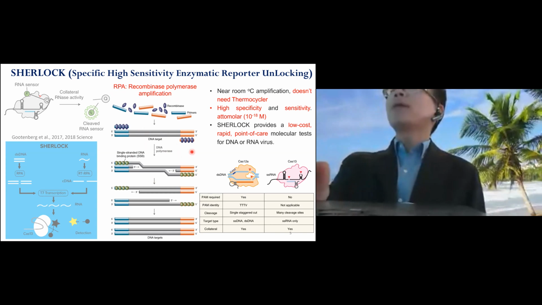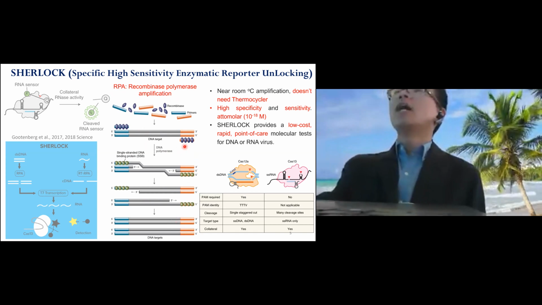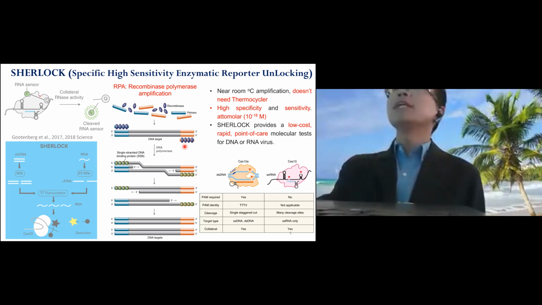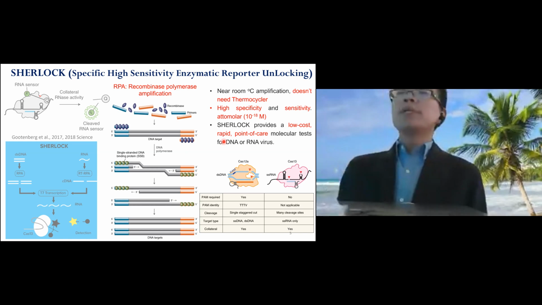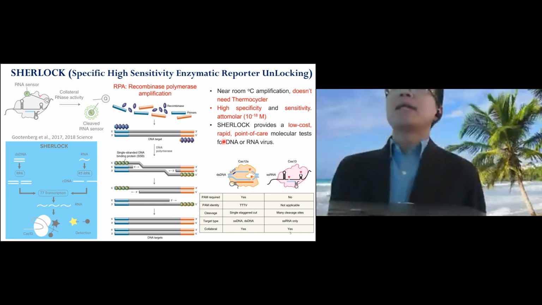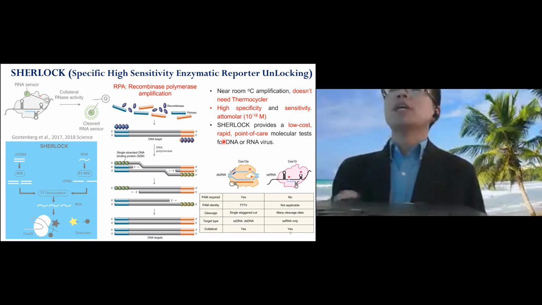Once the recombinase binds the primer, they can start a strand displacement reaction. So you can keep amplifying the DNA without the denaturation, annealing and extension process. They only do annealing and automatic extension. So we would say that Sherlock combines the simplicity of the recombinase polymerase reaction and also the high sensitivity of CRISPR technology.